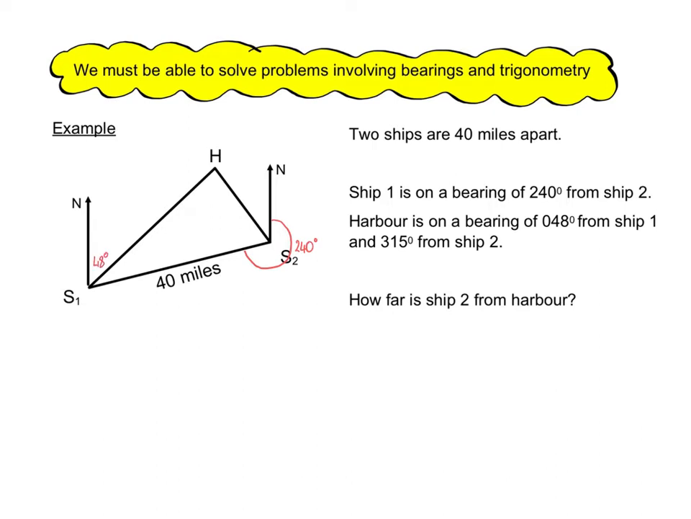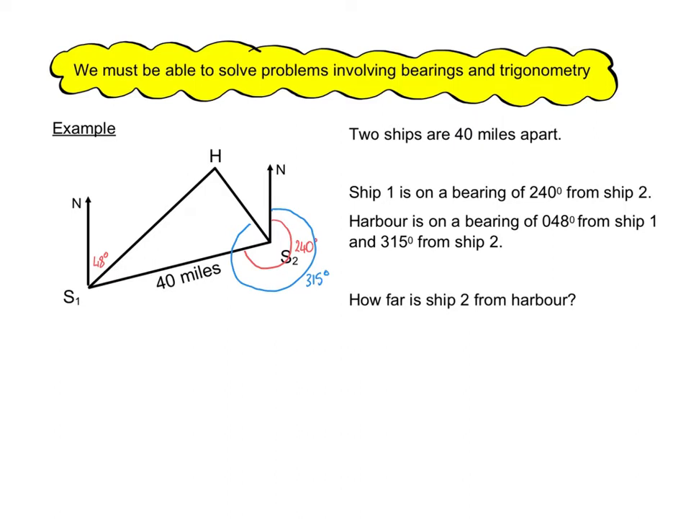Now at the moment, what you'll notice is I don't actually have any of the internal angles of the triangle, which is what I'm going to need in order to do trigonometry. So we're going to continue to look at the information we're given here. Harbour is on a bearing of 048 from ship 1, we've dealt with that, and 315 degrees from ship 2. So it's basically saying harbour is on a bearing of 315 from ship 2. So again, from ship 2 means I'm measuring from here, and it's 315 degrees round to the line pointing towards the harbour. So we'll put this in a different colour. This angle going round here is 315 degrees.